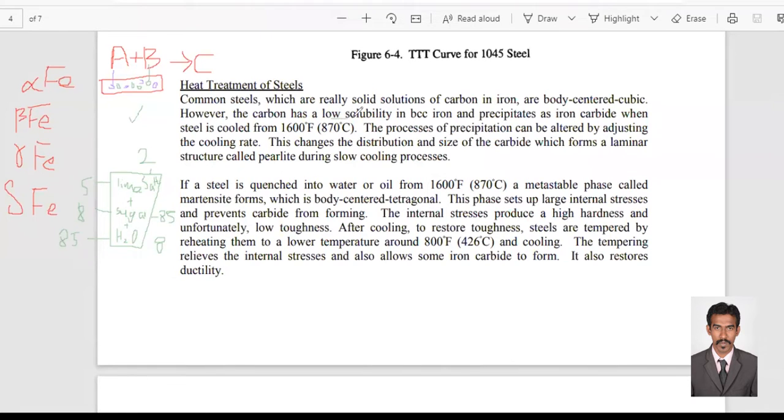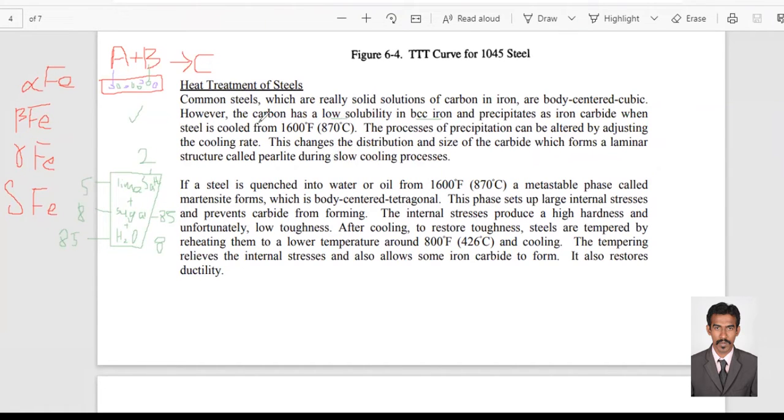Low solubility in BCC iron, right? So when this happens, with 8% water and 85% sugar, this is not going to dissolve in this. This is not going to mix in this. Maybe 5 or 6% will mix, but the rest, 80%, will remain as sugar.